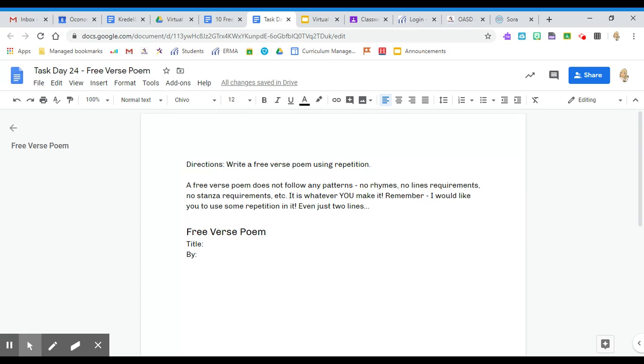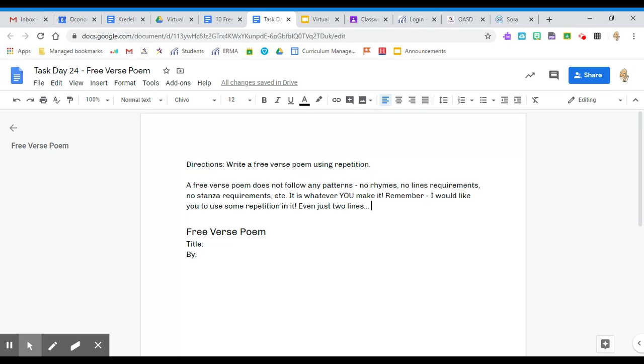Remember that a free verse poem does not follow any patterns. There's no rhymes, there's no line requirements, there's no stanza requirements. Remember, stanzas are paragraphs in poetry. It can be as long as you want it. The lines can have as many words as you want. It doesn't follow an A B pattern. It really is up to you what you want to write, which for some kids, they really love that, and for other kids, that's really hard. But it is whatever you make it.